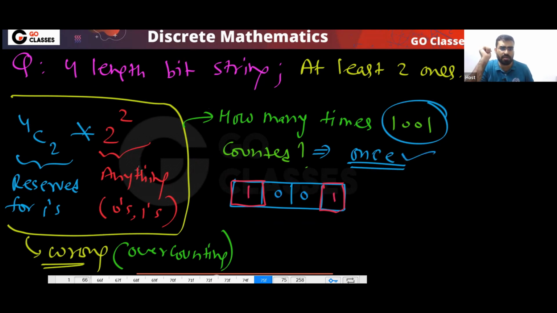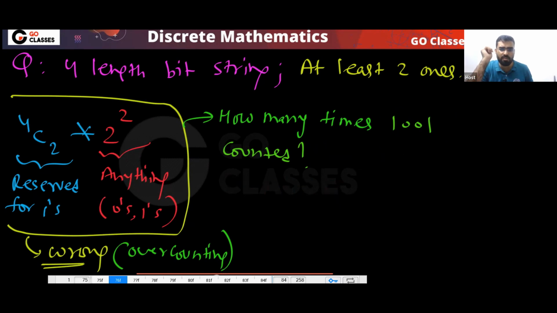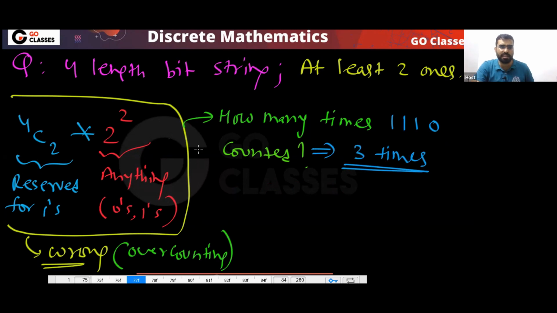Is this clear to everyone? This string we have counted only one time. Okay, let's see this string. Now let's talk about this string 1110. How many times have we counted this string? This string we have counted 3 times.